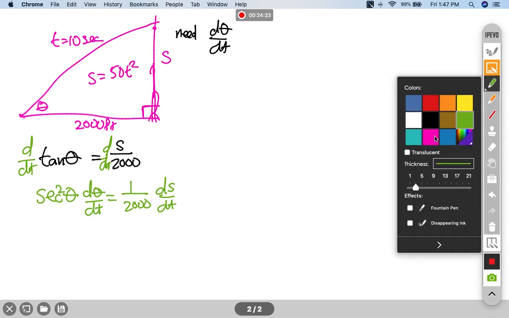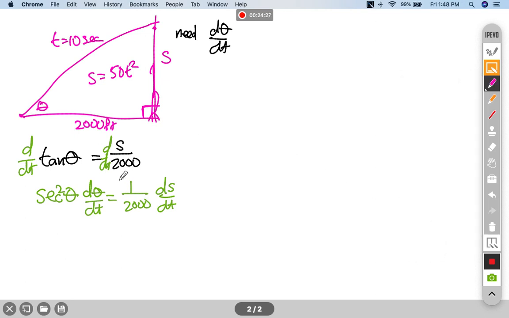Now here's the rub. What do I know? Do I know theta? No. I need d theta dt. I don't know that. I don't have ds dt. So I'm kind of out of luck on all bounds. I'm going to have to do some more work on it. The one thing I am going to do is move this over to the other side.